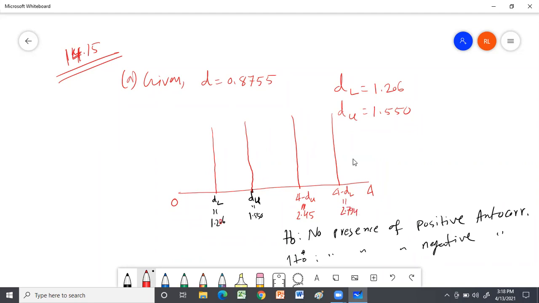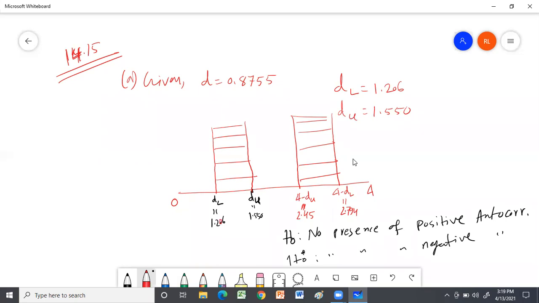So I told you that these are the region known as the zone of indecision. These are the points of the zone of indecision. You are not certain whether the model suffers from an autocorrelation problem or not.